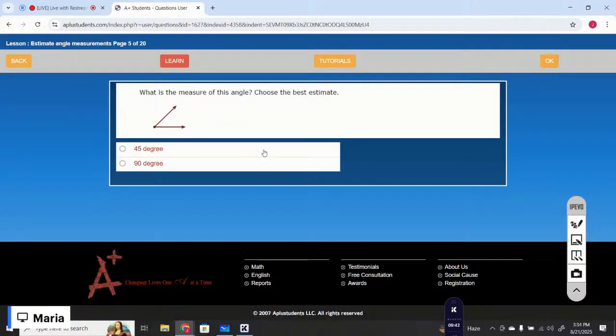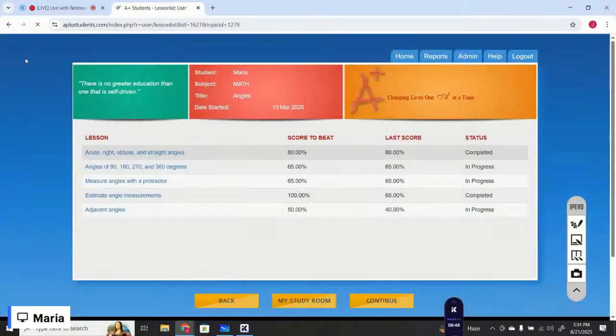Okay, you can complete the lesson by yourself later today. Let me just move on to next lesson. That is adjacent angles.